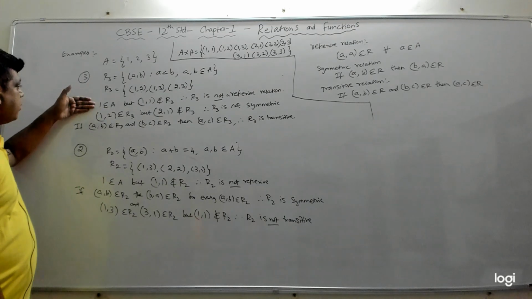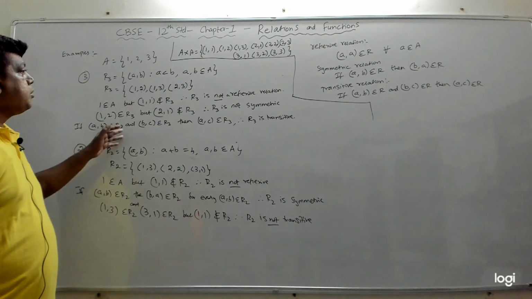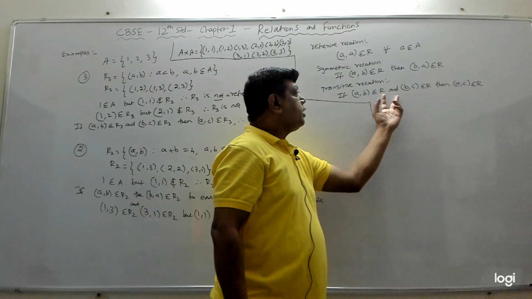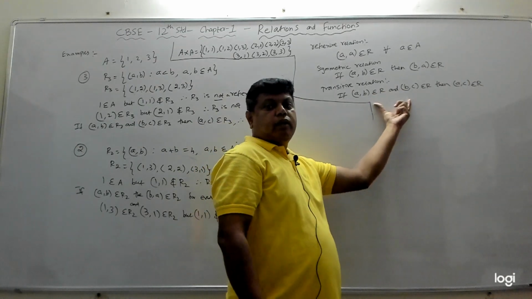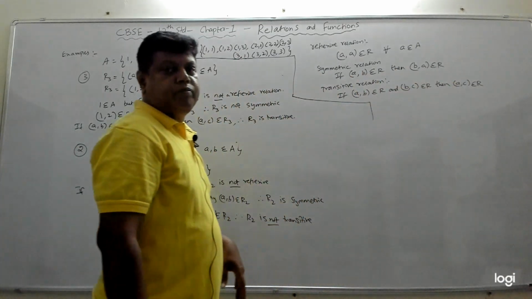So here it is not reflexive, not symmetric, but it is transitive because this condition is true. Any two elements in this form, if I take, then A comma C is also in the relation.